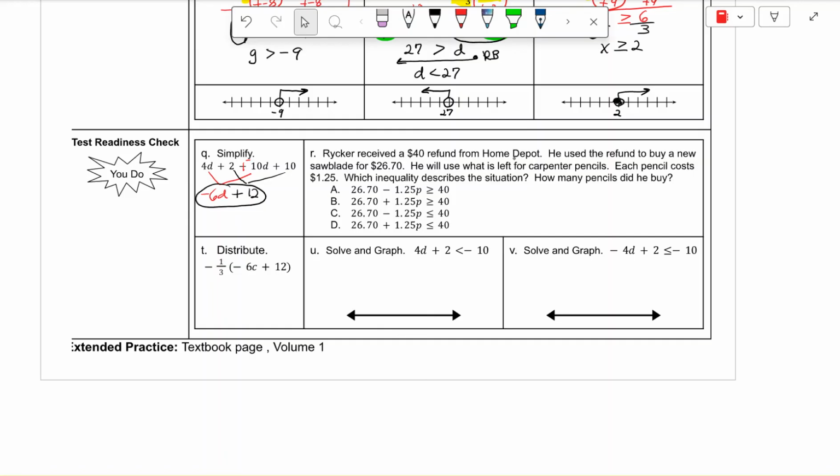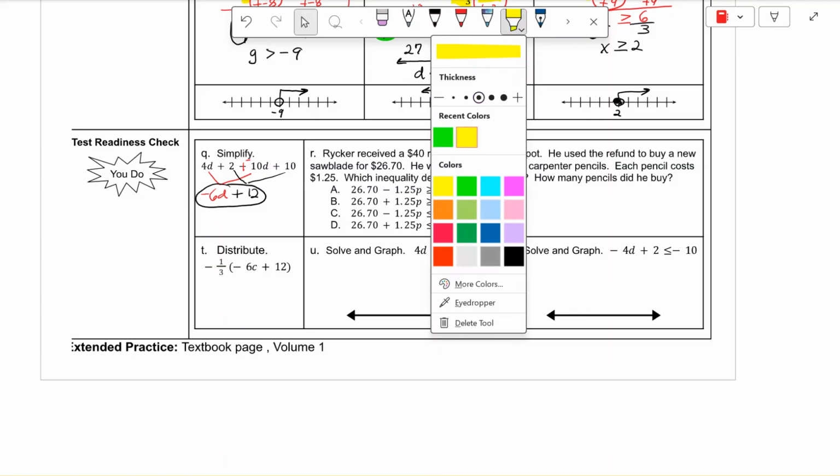All right, now it's time for R. R is a story, and you have to choose the right inequality that matches the story. So be very careful as you're reading it. Highlight things in the paragraph that will help you know what you're looking for. Pause the video and try R now. All right, let's see how you did. I'll use a highlighter to highlight what's important.